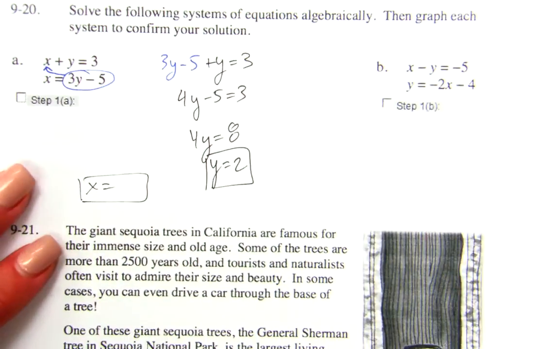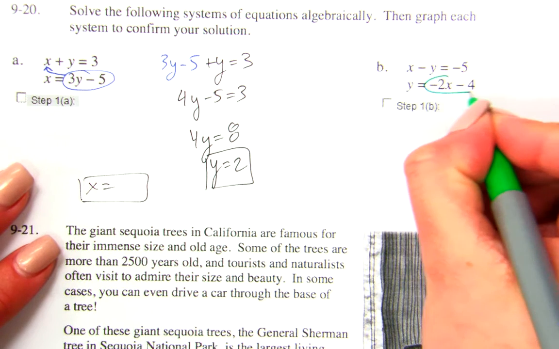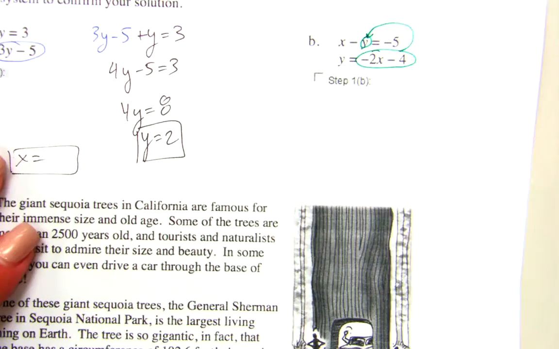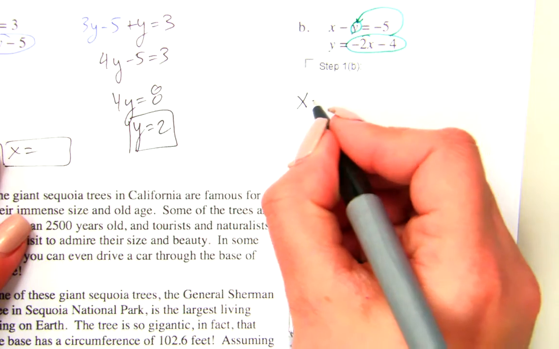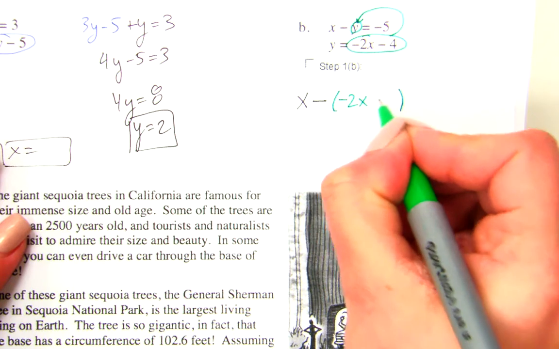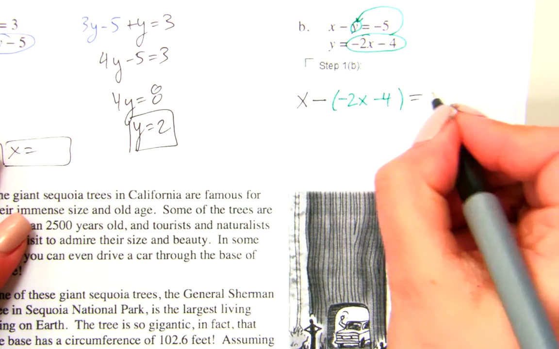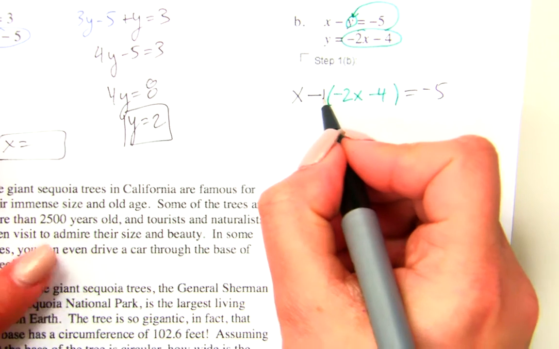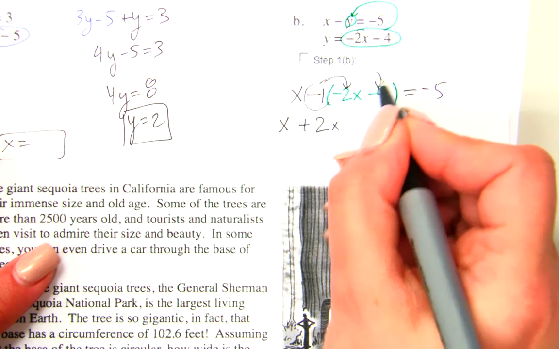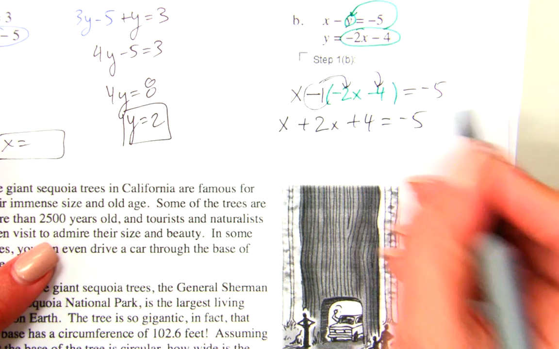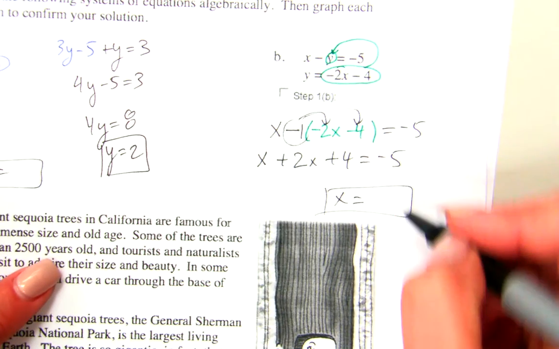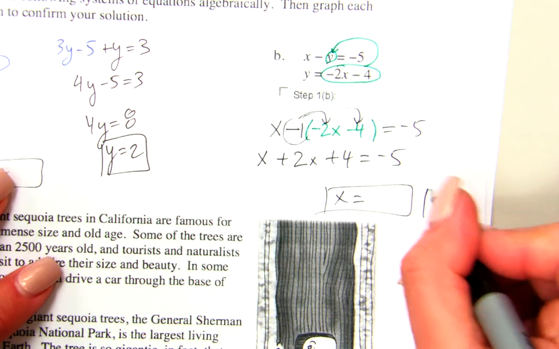Same thing here, except in this case, I would make sure this actually goes in here, where the y is. And the setup for this one needs to be very specific. It's going to be x minus, in parentheses, negative 2x minus 4, equals negative 5. And you need to distribute that negative 1. So it's going to be x plus 2x, because we're going to take this and distribute. Plus 4 equals negative 5. Find your value for x. Substitute it back into any one of them. I don't really care which one you pick. And then find your value for y. There's 2 of them.